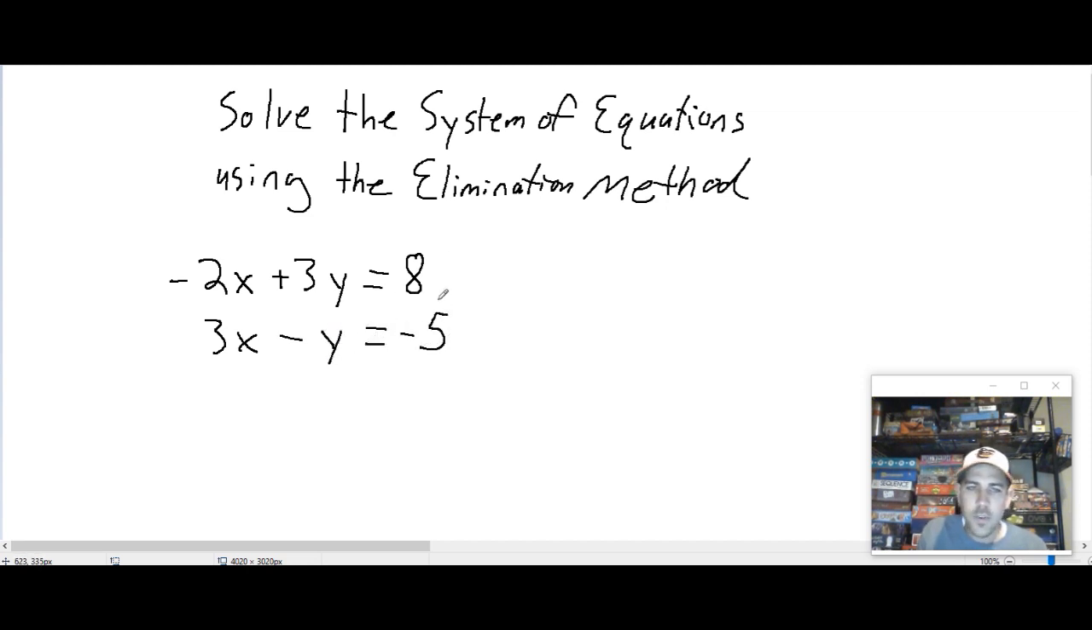Alright, so it is lined up for you, but I don't see an easy opposite pair that can be eliminated, so you're going to have to do some type of manipulation to this. Multiply one of the equations by some number.